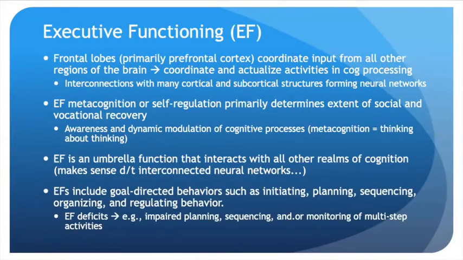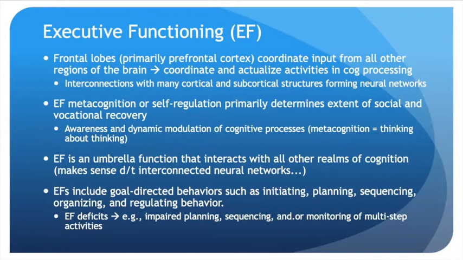So the frontal lobe, and primarily the prefrontal cortex, coordinates the input from all other regions of the brain. And there are many interconnections between cortical and subcortical structures that form neural networks. So there are diffuse connections throughout the brain that are responsible for these executive functions.